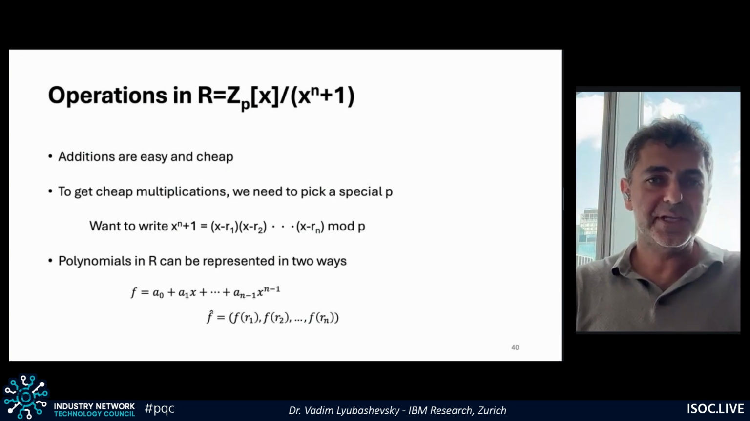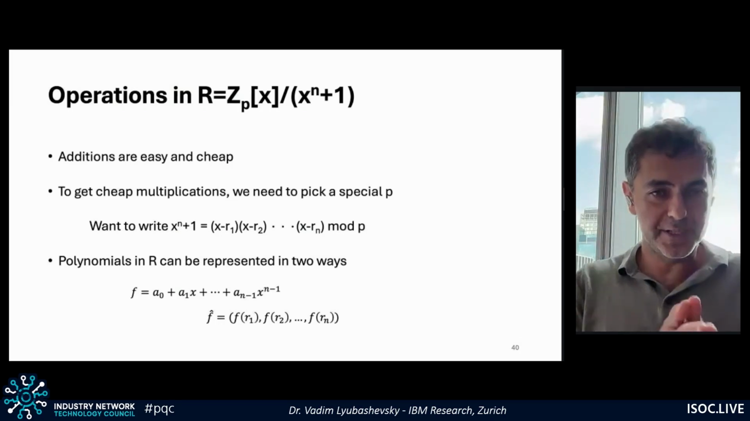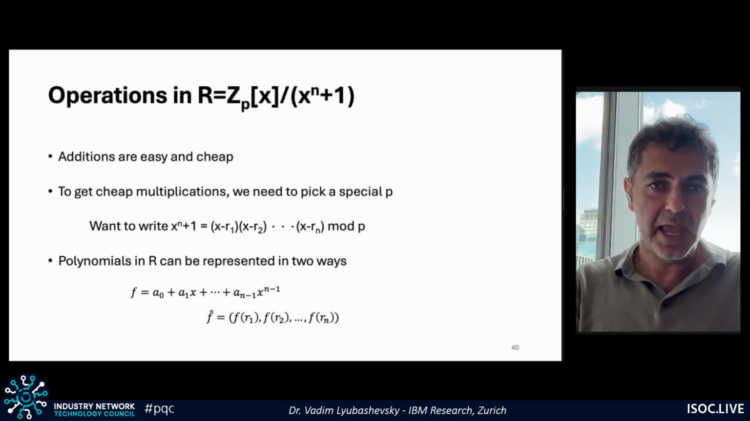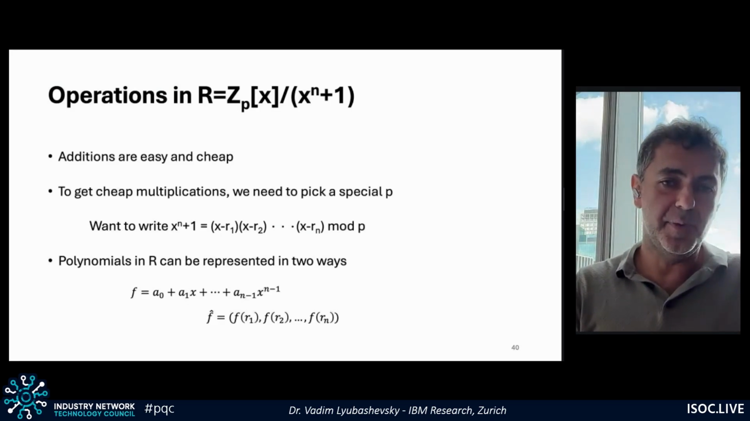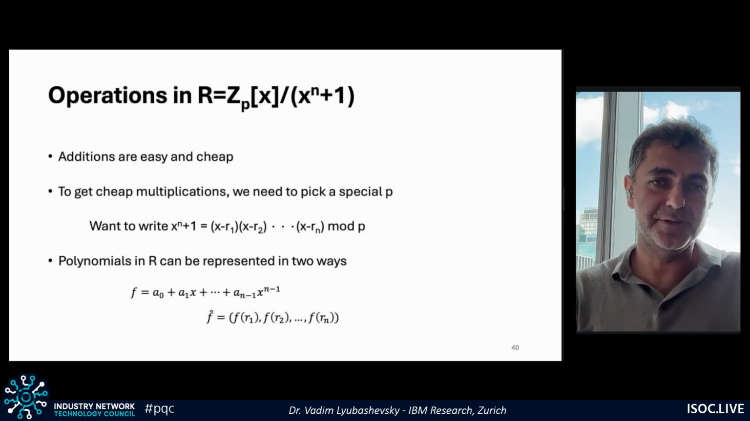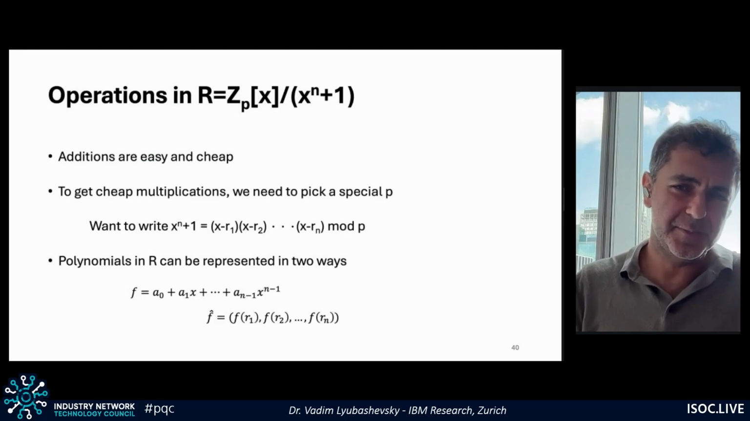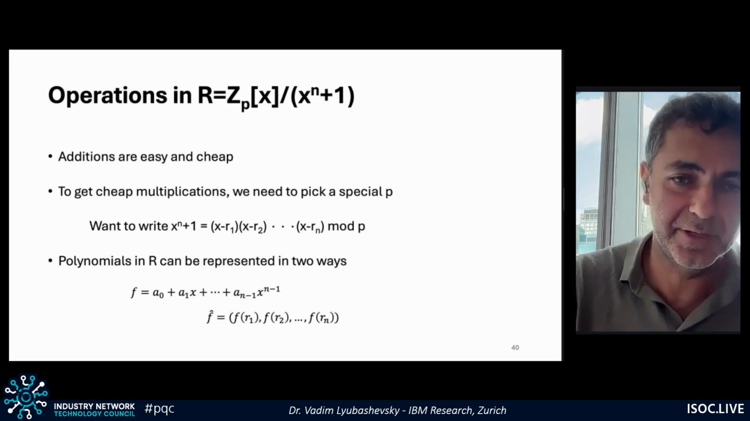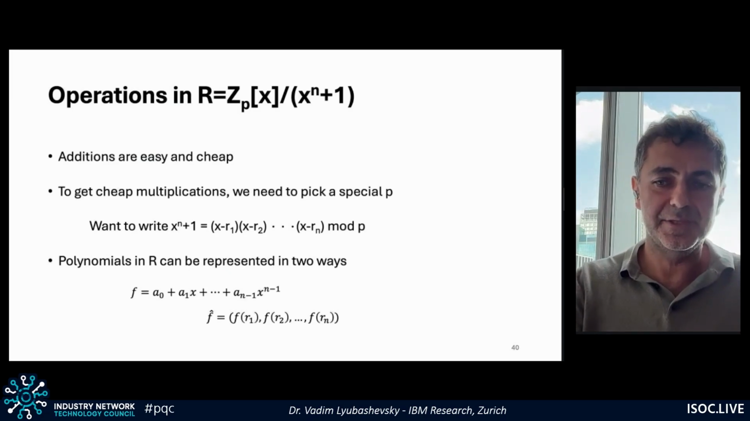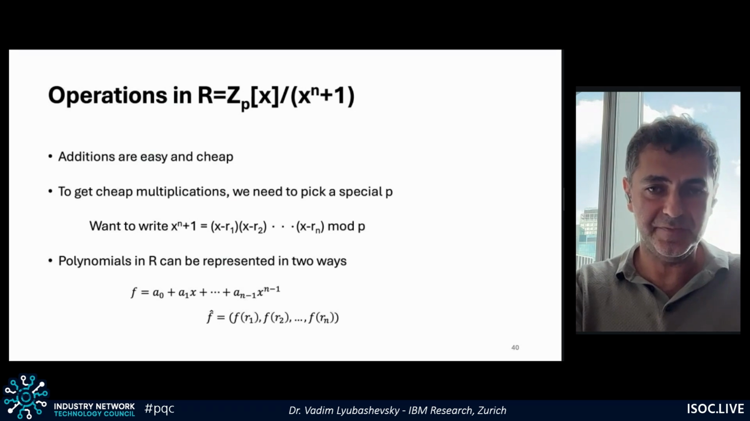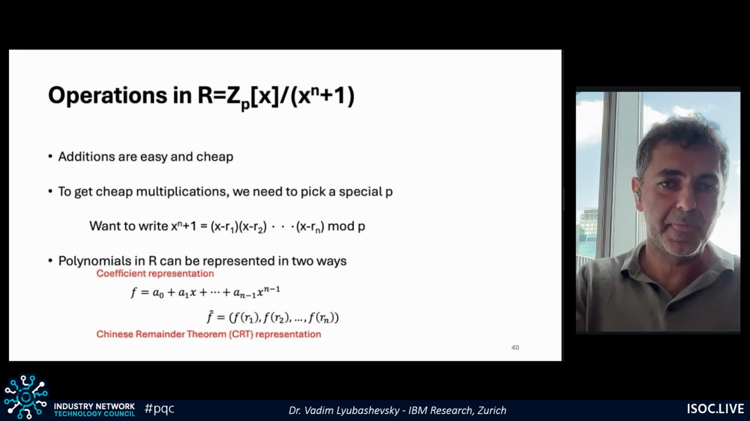So polynomials can be represented in two ways. One is the coefficient representation, and the other is the polynomial modulo x minus r1, modulo x minus r2, etc. Modulo x minus r1 is the same thing as evaluating the polynomial at r1. So this is exactly the Chinese remainder theorem, but in terms of polynomials. And to multiply two polynomials together, this Chinese remainder representation, this f hat, becomes important.